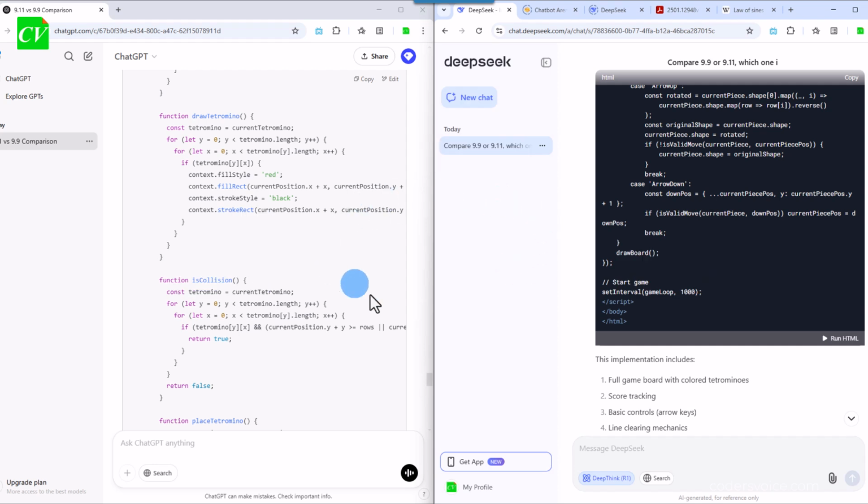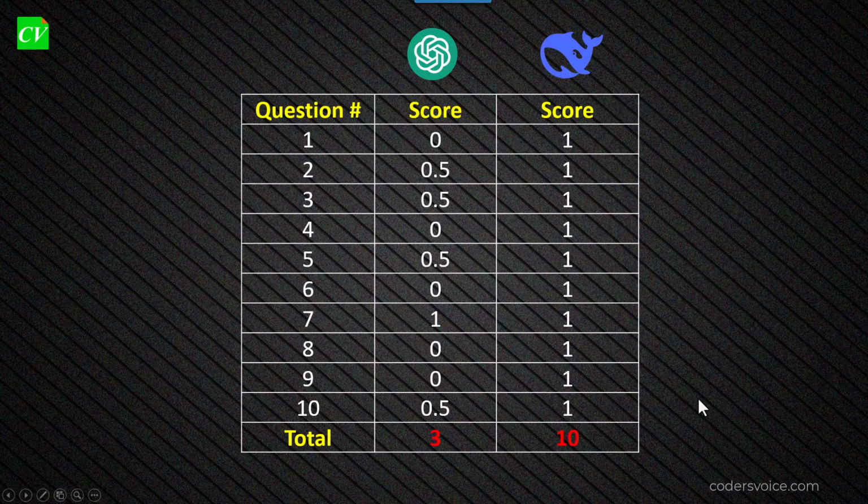Now the 10 questions are finished. Let's take a look at how many points each model got. Here are the final scores of the two models. In total, DeepSeek R1 got 10 points, and it answered all the questions correctly. ChatGPT, the free version, got 3 points. It only answered question 7 correctly. Frankly, this is a little surprising to me, because they are supposed to perform similarly. But my test shows a big difference in their performance.